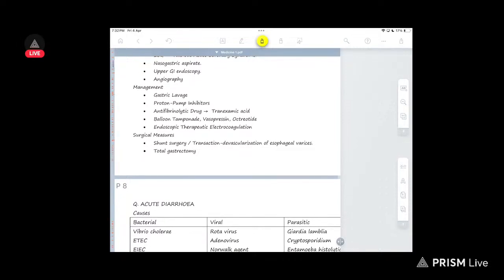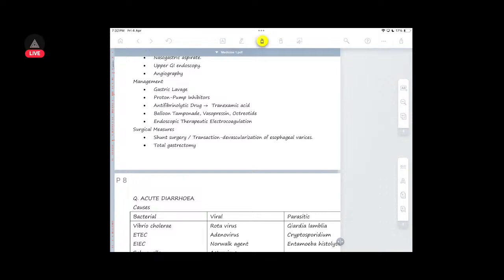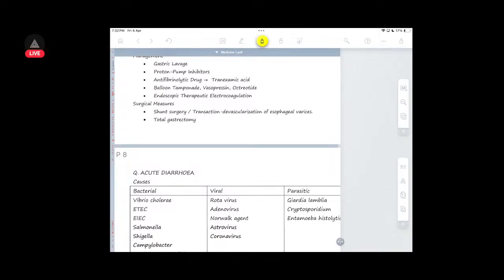So management of this condition, you have gastric lavage, you can do proton pump inhibitors, you can do antifibrinolytic drug, which is tranexamic acid. Balloon tamponade can be utilized, vasopressin, octreotide, endoscopic therapeutic electrocoagulation. Surgical methods, you have endoscopic stent surgery, transection devascularization of the esophageal varices, and total gastrectomy.